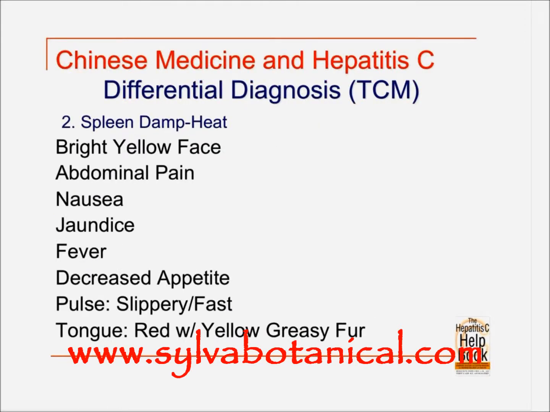Then there is spleen damp heat, which is found in early hepatitis C as well, where there might be a bright yellow face, abdominal pain, nausea, jaundice and fever. But in this case, the spleen is associated with decreased appetite. The pulse does not have a wiry quality, which is one of the predominant differences, but has a slippery quality. And the tongue is very similar in that it's red with yellow greasy fur.